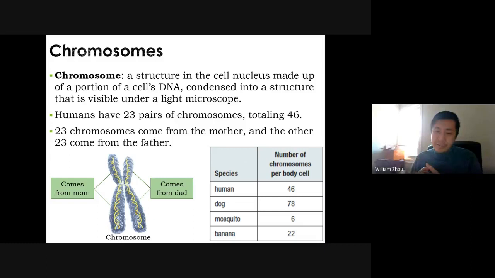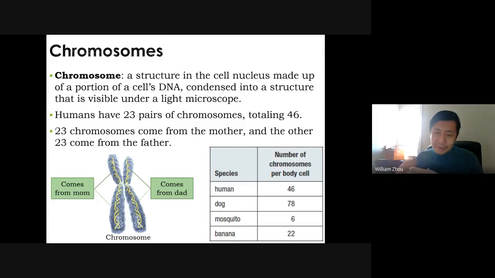Now, humans have 46. That's not really special. Other animals, they have different numbers of chromosomes in their body. So, for example, dogs have 78. Mosquitoes have 6. Bananas have 22. The number of chromosomes, they don't really tell you much. Okay, you might think that, well, humans have more chromosomes than mosquitoes because we're more advanced, or smarter, or we're bigger than mosquitoes.